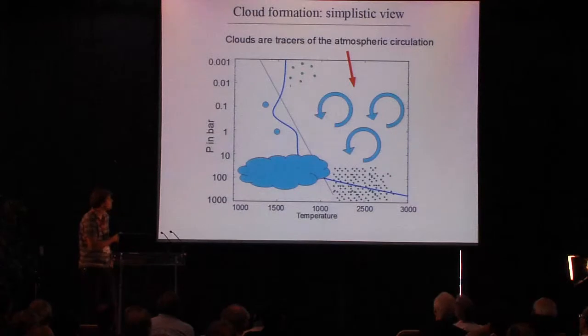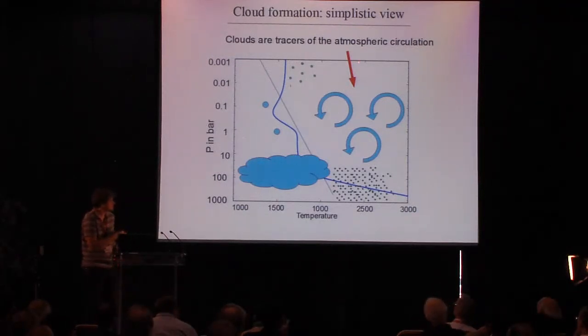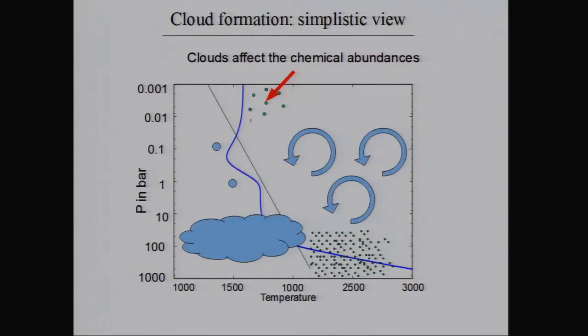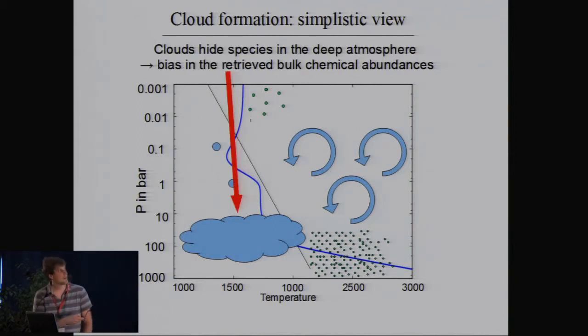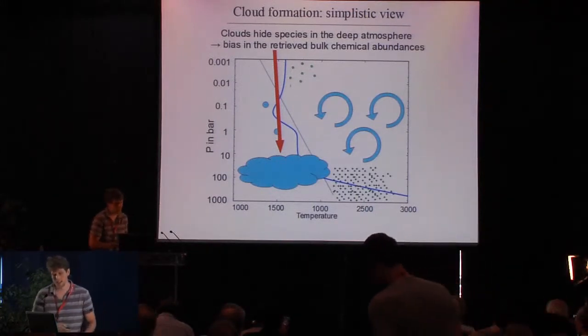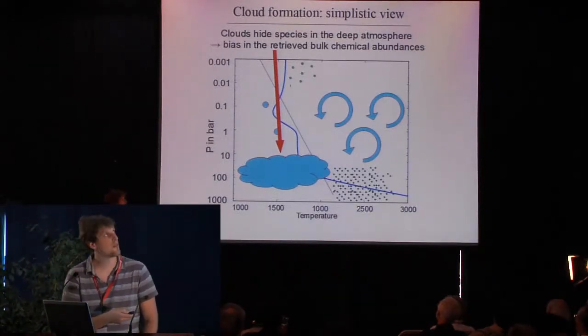So why do we care about clouds? First, because clouds are tracers of the atmospheric circulation. You need mixing by the circulation to form clouds, so observing clouds can tell you about the circulation. Second, they definitely affect the chemical abundance of the species that condense, because if they're condensed, they're less abundant. So when you derive chemical abundances in a planet, you have to take into account whether the species is partly condensed to determine the bulk abundance of your planet. And finally, as shown by Kevin, a cloud deck in the planet can hide species below the cloud deck, and that will be a strong bias in the retrieved bulk chemical abundance.